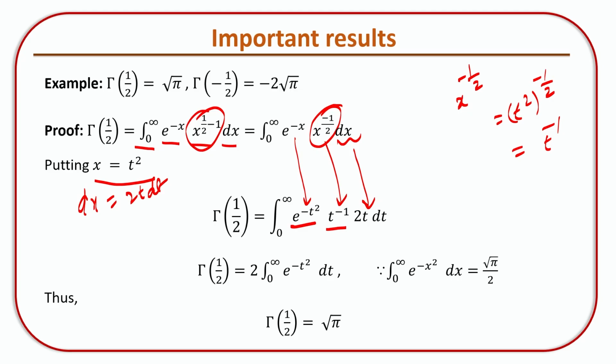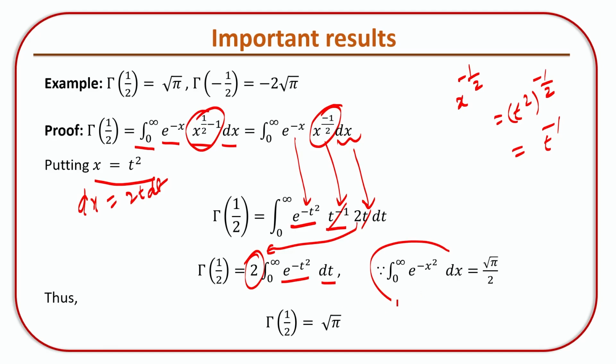Even though it is a semi-infinite integration, we can find out the integration right now. So this will become t minus 1/2 t dt, and the t's cancel out. So 2 is outside of the integral sign, because it's a constant, and this will become the integral from 0 to infinity of e^(-t²) dt.